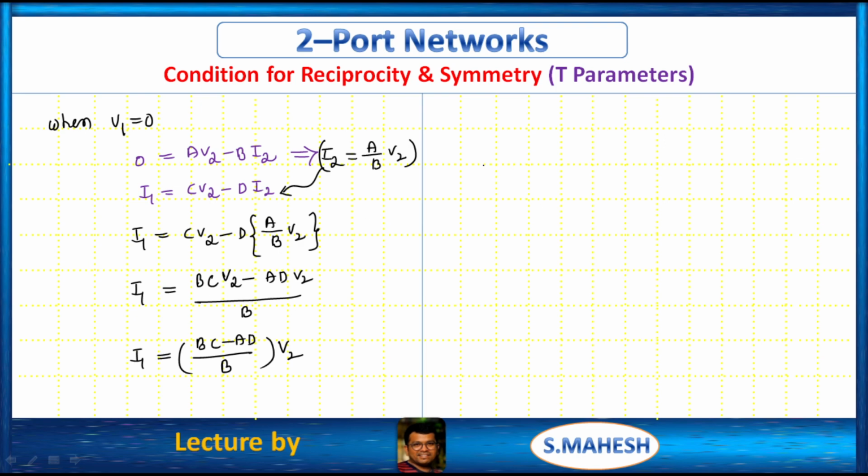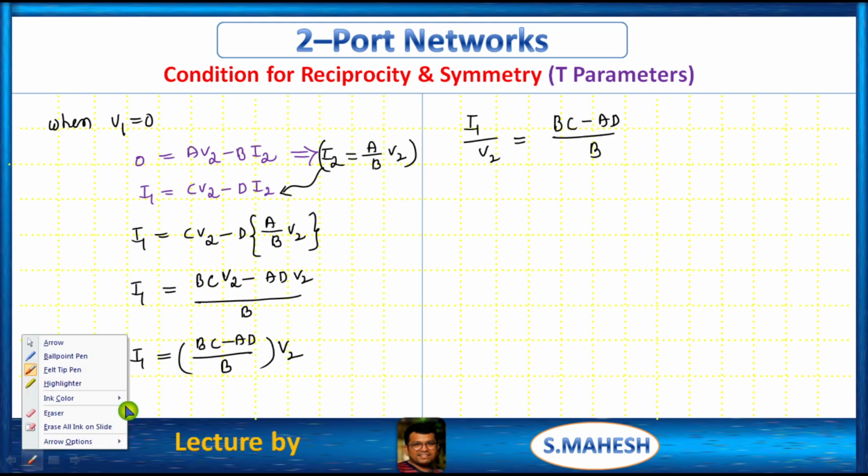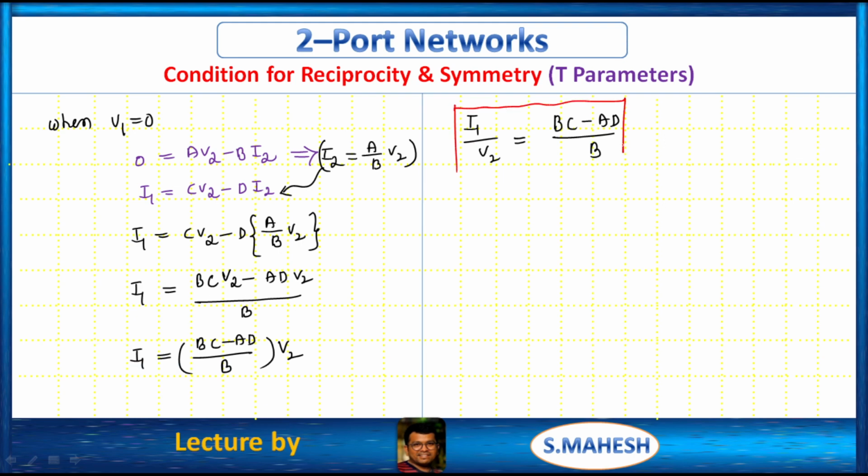What is our requirement? The ratio of response to excitation, that is I1 by V2, which is nothing but BC minus AD by B. This is from case 2. Then, therefore, what is the reciprocity condition?